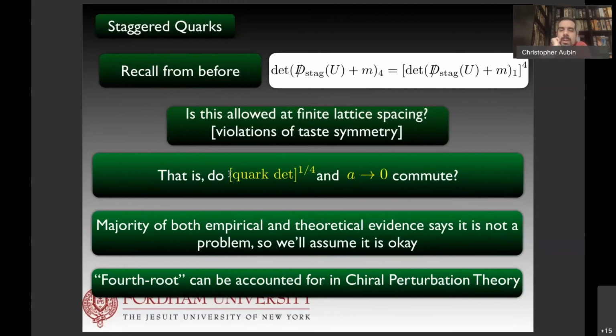Now the big question is, are you allowed to do this at finite lattice spacing? Or rather, a better way to say it is, I know that for sure, if I take the lattice spacing to 0 and then take the 4th root of the determinant, everything is fine. But that's not what I'm doing. What I'm doing is taking the 4th root of the quark determinant and then taking the lattice spacing to 0. Do those operations commute? That's really the question here.